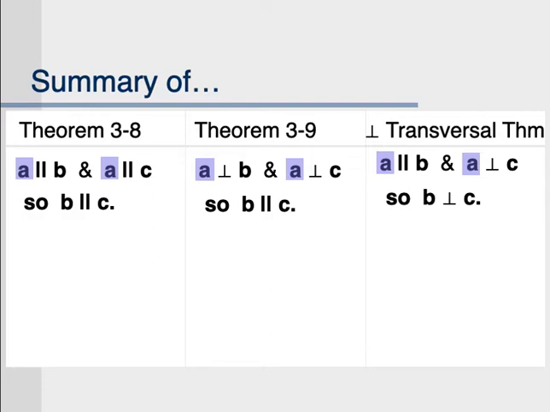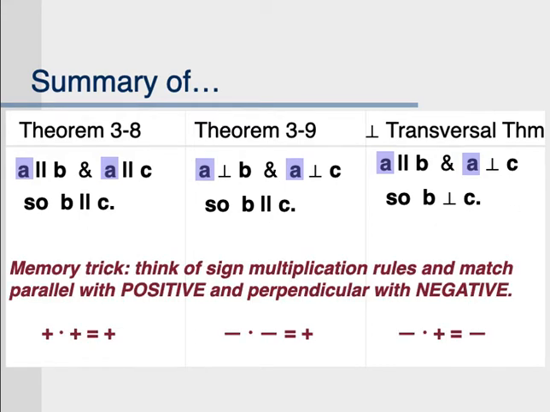Now, one more thing you might want to add to that chart is a little bit of a shortcut that might help you memorize these three rules about what combination of parallel and perpendicular results in a parallel or a perpendicular result. Write this down. Memory trick. If you think back to your multiplication rules with signs, like positive times positive gets you positive and so on, negative times negative gets you positive, think about those rules and then match the word parallel with positive and the word perpendicular with negative.